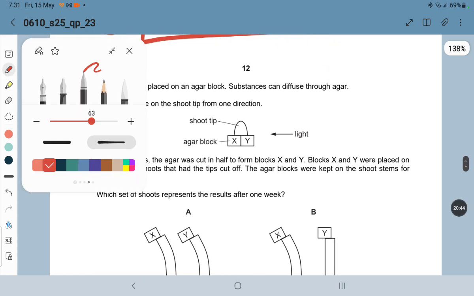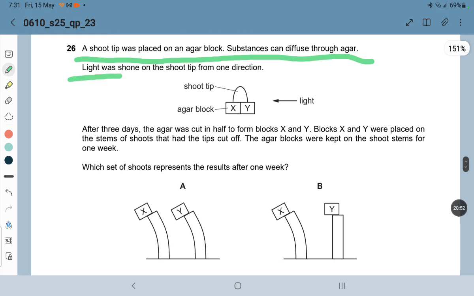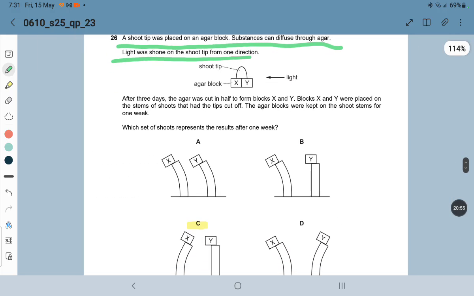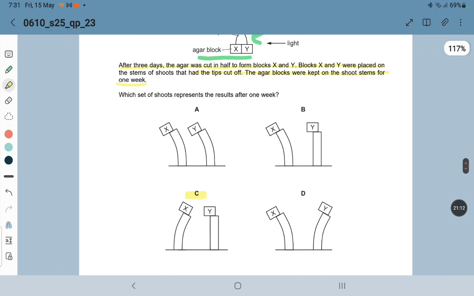Question 26 is telling you here: a shoot tip was placed on an agar block. Substances can diffuse through the agar. Light was shone on the shoot tip from one direction. Here is your shoot tip, here is your agar block. After 3 days the agar was cut in half to form block X and Y. Blocks X and Y were placed on the stems of shoots that had the tips cut off. The agar blocks were kept on the shoot stem for 1 week.